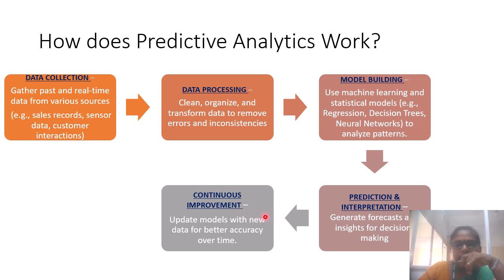Continuous improvement refers to the updating of the models with new data. It happens over a period of time continuously. Why is this needed? It is needed for better accuracy.